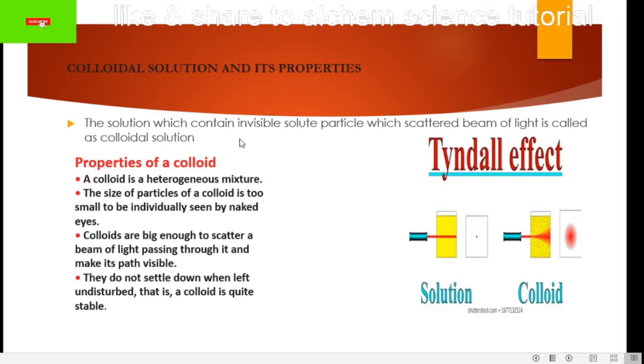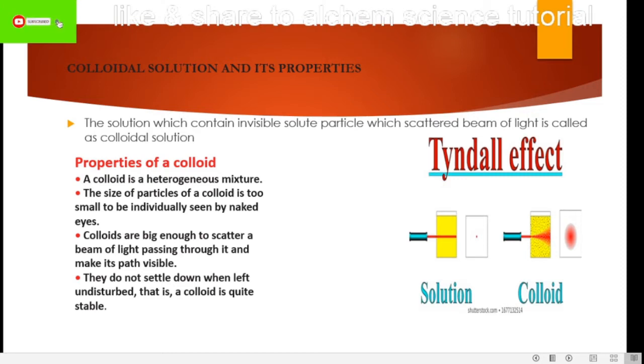As you know, colloidal solutions are those solutions in which the particles of the solute are not visible and can easily scatter a beam of light. Such a solution is called a colloidal solution. Again I will repeat the definition: colloidal solutions are those in which the solute particle is invisible and can easily scatter the beam of light. In other words, colloidal solutions are those which easily show the Tyndall effect.